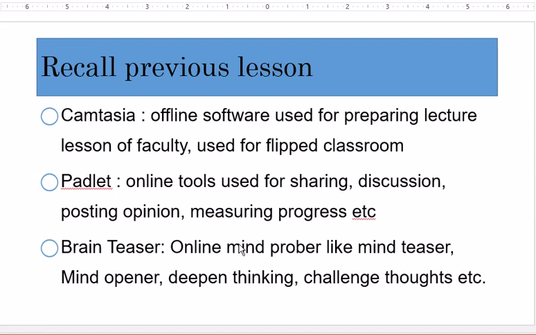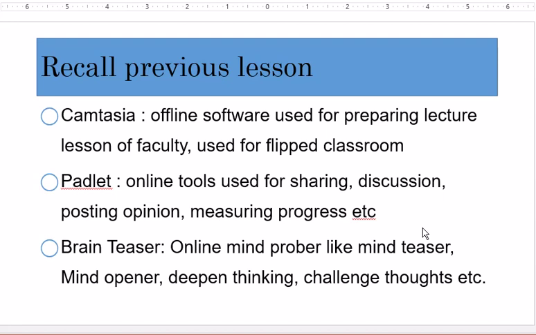Next, online tools. I have used two. One is Padlet, where you wrote on the wall and pasted your opinions. Actually, I made you form a group and select the topic. However, there are things that need to be refined. I have still kept it on the VLE. You can cross check. I have also used the brain teasers.